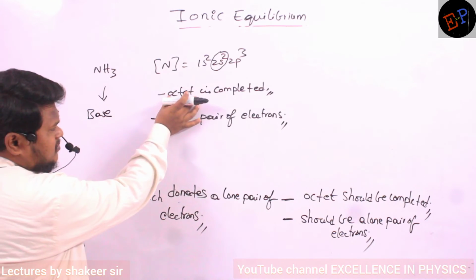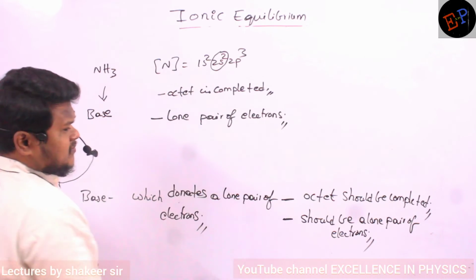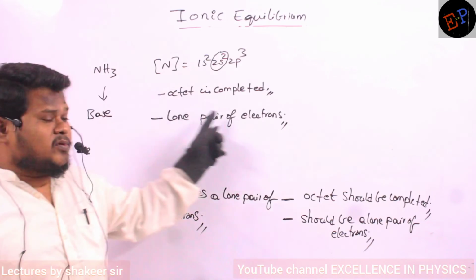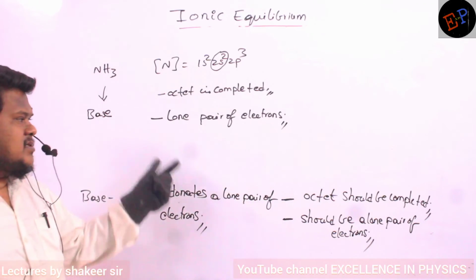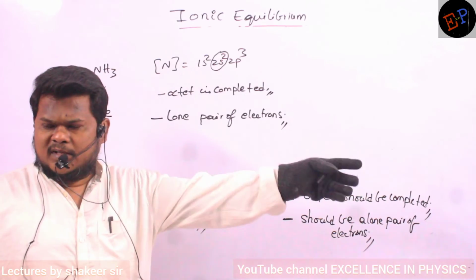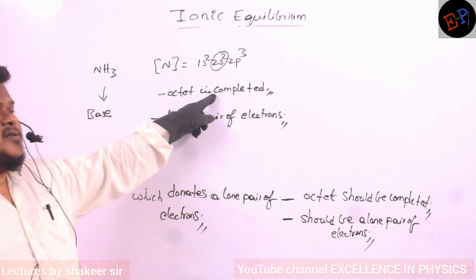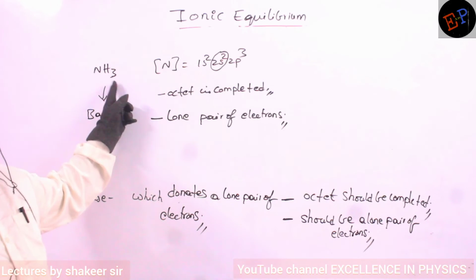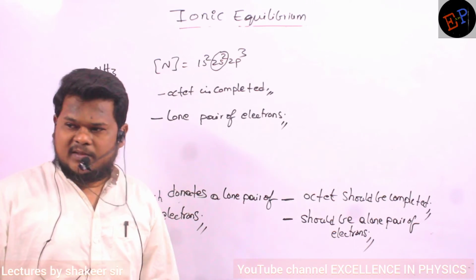Because first of all, what is the property we have studied in the case of Lewis theory? It should be able to donate a lone pair of electrons. So there is an additional lone pair of electrons. Definitely it has the ability to donate these electrons to another compound. And its octet is also completed because it is forming a bond with 3 hydrogen atoms. Are you able to understand?